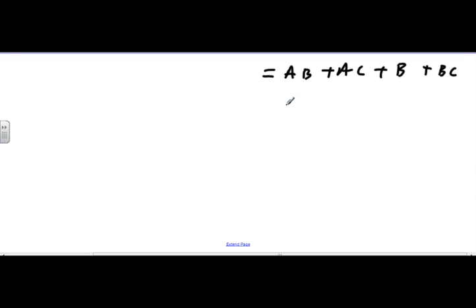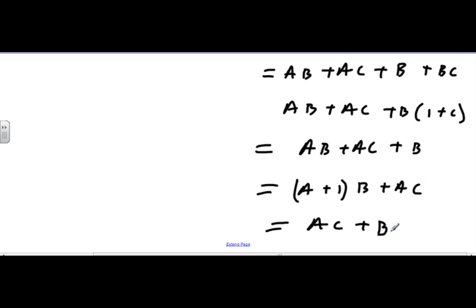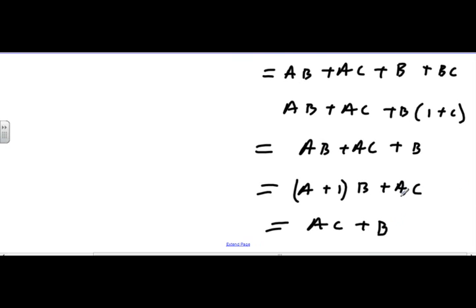I've got A, B, or A, C, or B, 1 or C. Got A, B, or A, C, or B. I got A or 1, B or AC. I got AC or B. And that's as far as I can go, and I'm done with that. And again, there's a lot of steps there that I could have skipped. I just didn't.